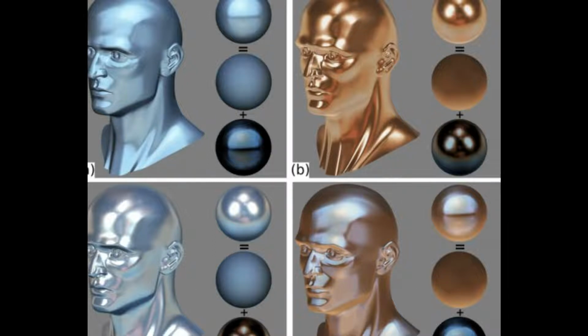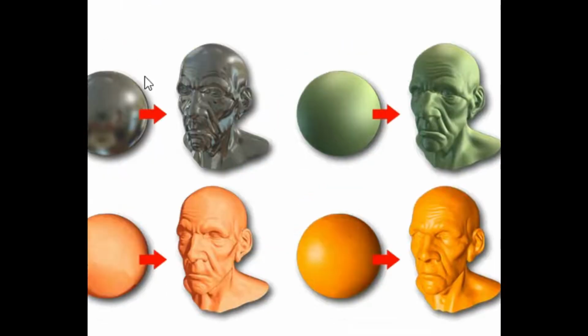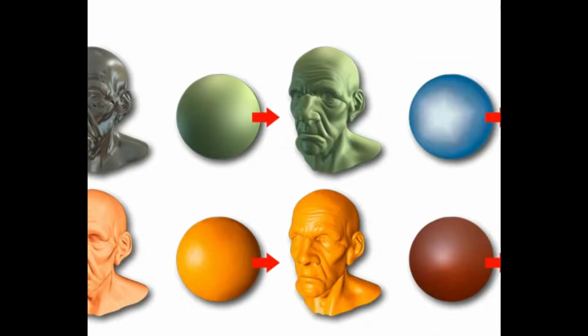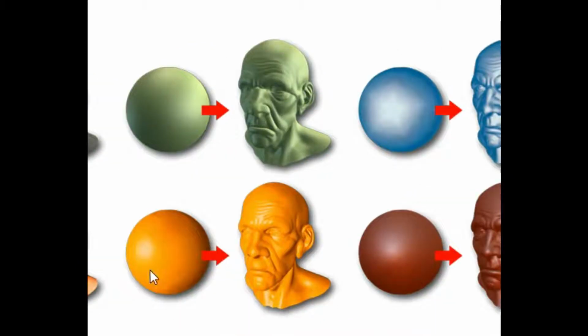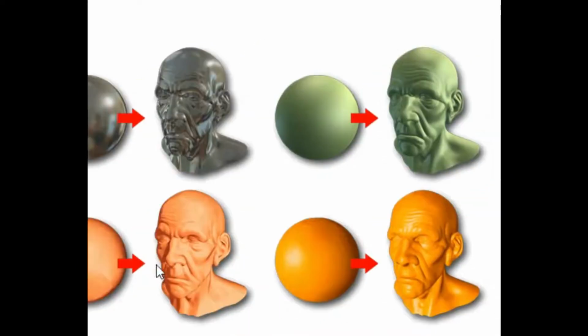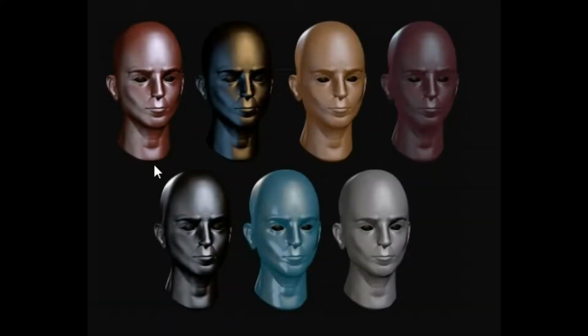Let's see if I have another example here. I have another example of how we can affect the object, and it gets totally different. It's all about the lighting and the textures that it's applying to the object. Another example that I have is with a head. You guys can see how it affects the object.